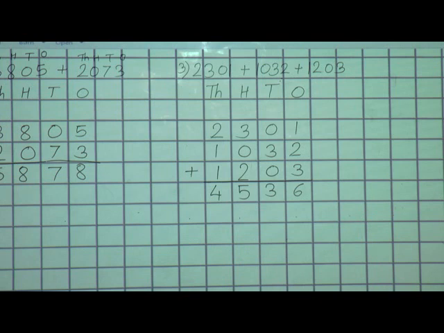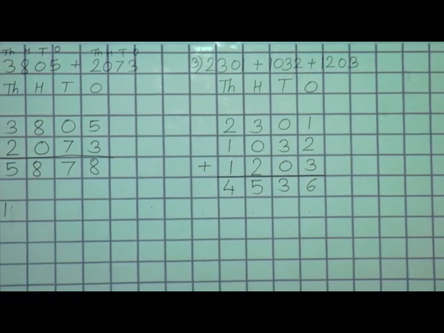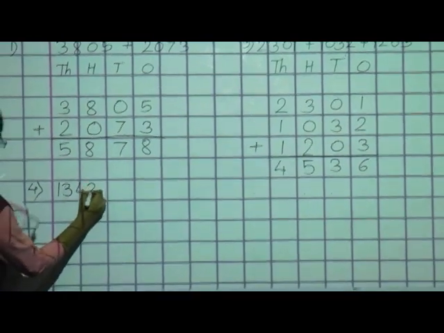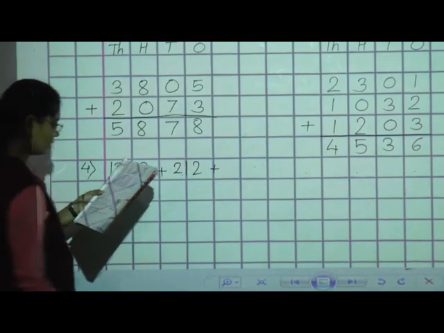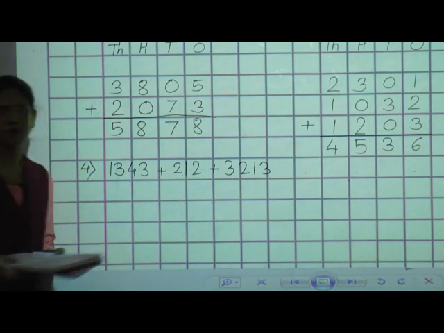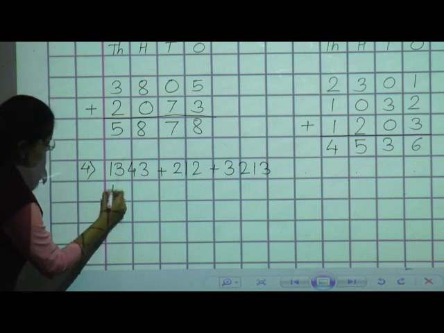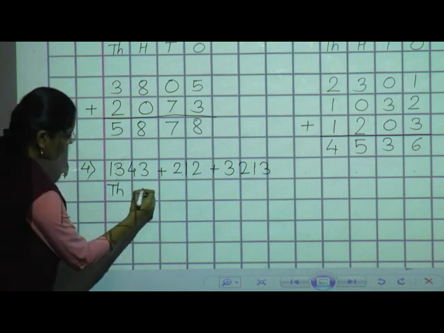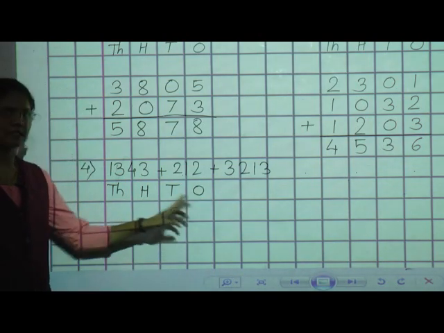The fourth example is, the numbers are 1343 plus 212 plus 3213. Now arrange these numbers in a vertical way. First what we will do, we will draw one place value chart. Okay, that is thousands, hundreds, tens and ones place.